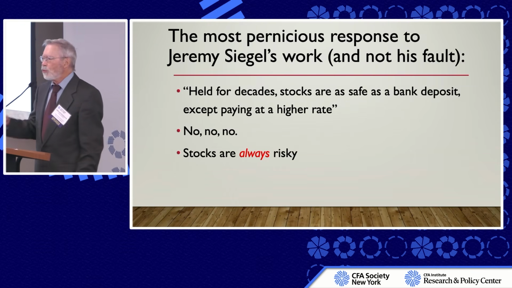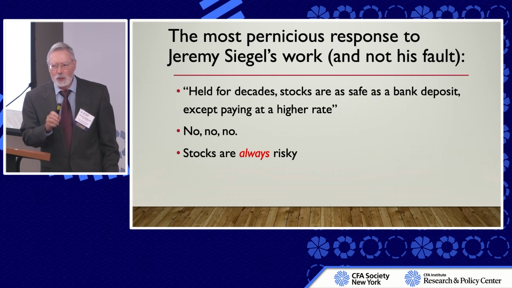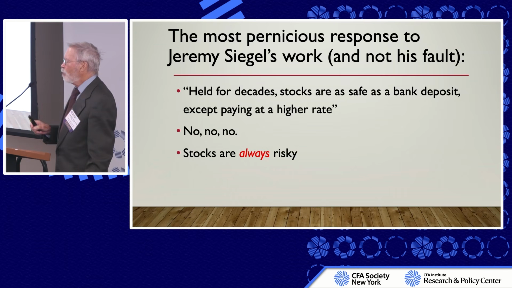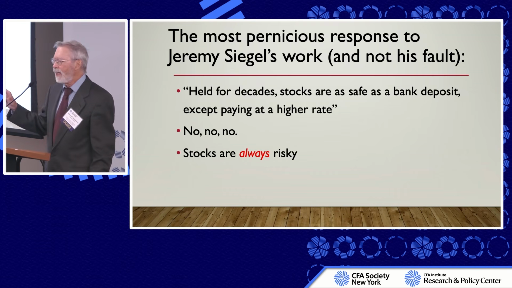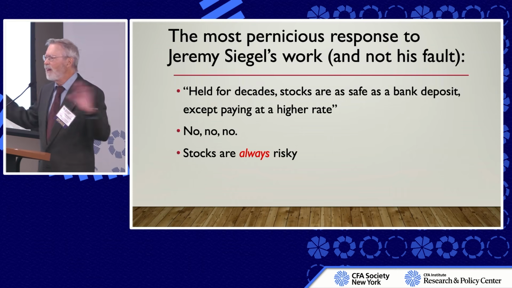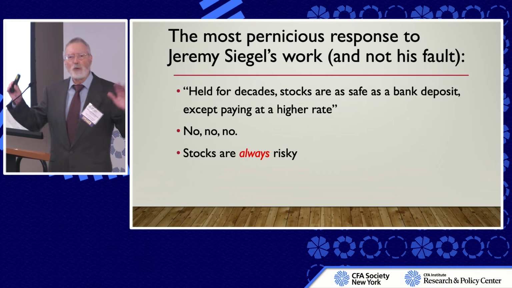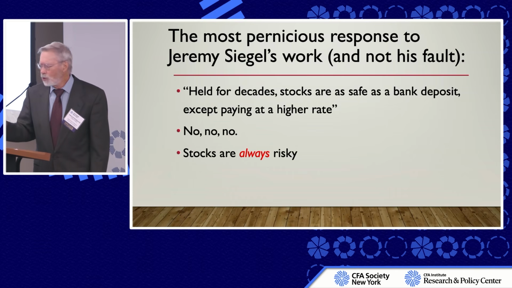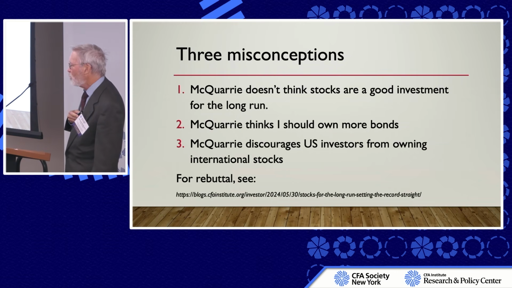No author is responsible for what the bottom half of his readers do with his work. Okay? The bottom half of Jeremy's readers read the book and said, I get it. Held for decades, stocks are as safe as a bank deposit, but they pay at a higher rate. Jeremy never said any such thing. Okay? But that was the takeaway for all too many readers, to which I want to say, no, no, no. Stocks are always risky. Now, here's what the bottom half of my readership takes away.